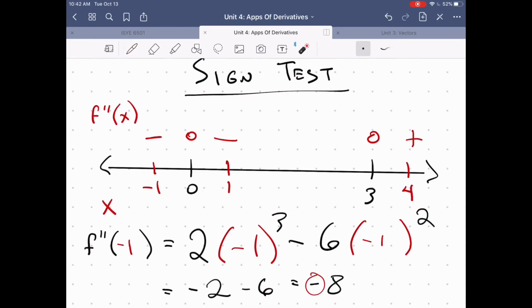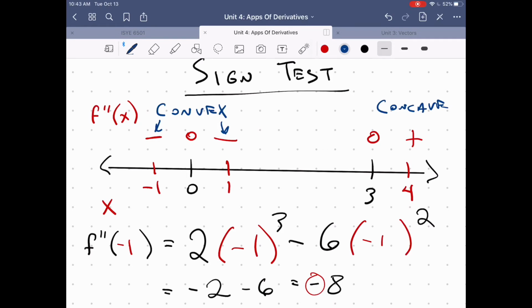So let's think about what all this means. We know that f double prime is negative here, and it's negative here, and it's positive here. So anywhere that f double prime is negative, that's going to be where it's convex. So it's convex here, and it's convex here. And then anywhere that f double prime is positive, that's going to be when it's concave. So it's concave right here at 4.